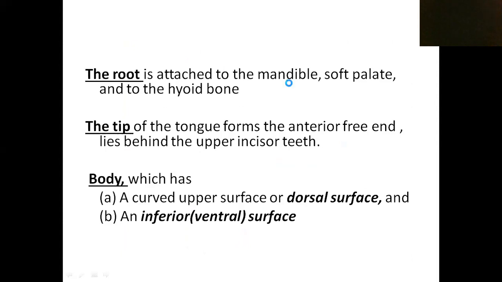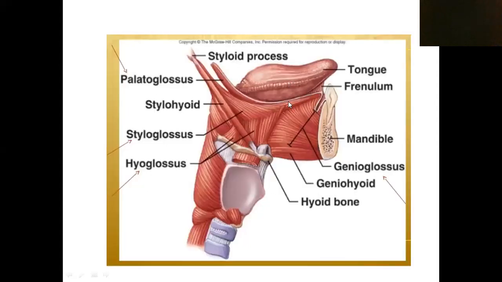Then the root, which connects the tongue to adjacent bones. See here, this is where the root comes. The root connects the tongue to adjacent bones like the hyoid, mandible, and styloid process. This is the styloid process, and the hyoid and mandible are also there.